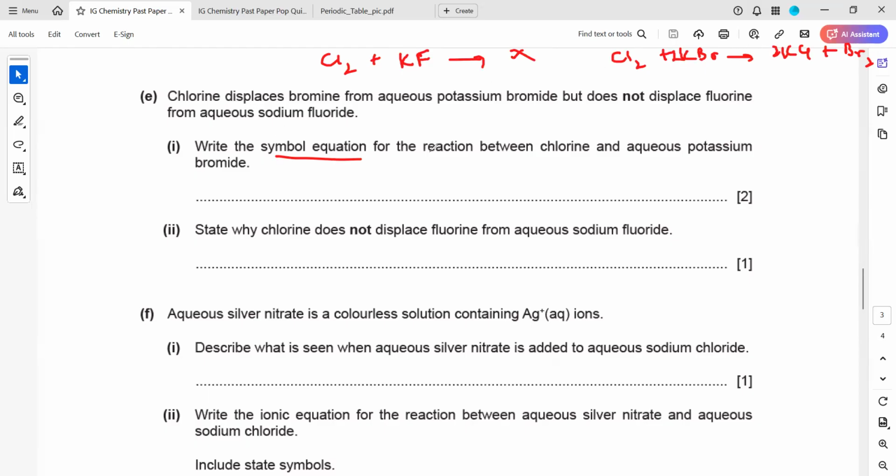Write a symbolic equation for the reaction between chlorine and aqueous potassium bromide. So we want an equation here. Chlorine is reacting with aqueous potassium bromide. In this case, we have to write an equation between chlorine and aqueous potassium bromide.